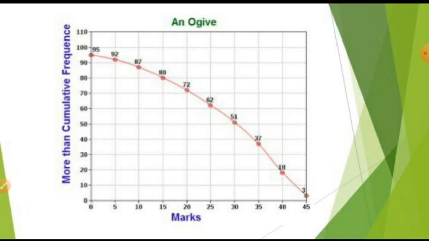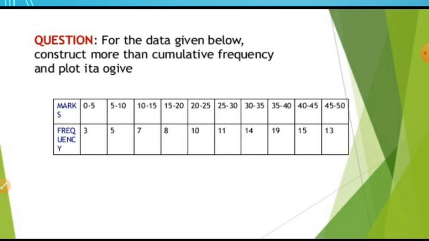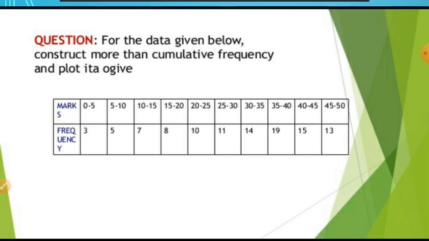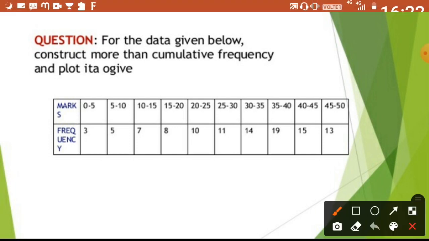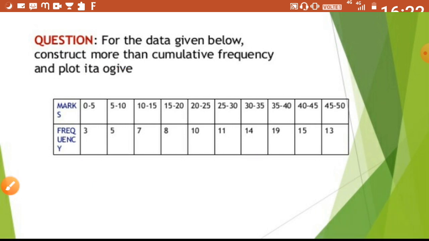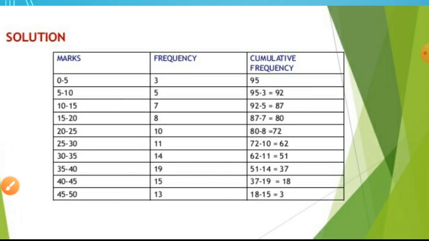Okay, so I have told you how to plot the less than ogive curve, or the less than cumulative frequency graph. Now I will tell you how to plot the more than cumulative frequency graph, or the more than ogive. First of all, the same data with the same frequency is given, but here we have to plot the more than ogive instead of the less than ogive. So let's see how to find the cumulative frequency for the more than ogive.